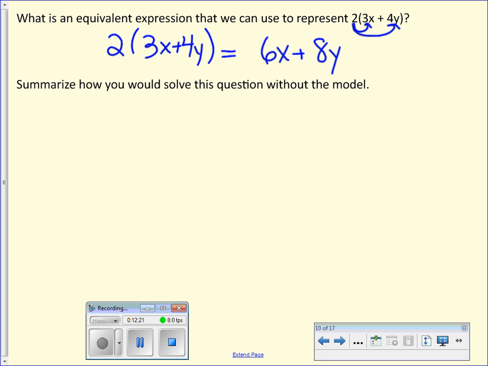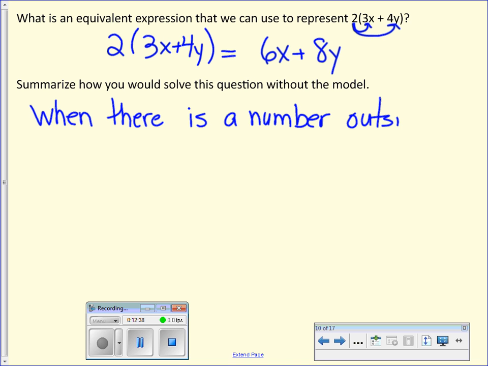Yeah, so everything inside the parentheses we multiplied by the term on the outside. So let's write that. When there is a number outside the parentheses, this is like the bottom line. This is the point of the lesson.